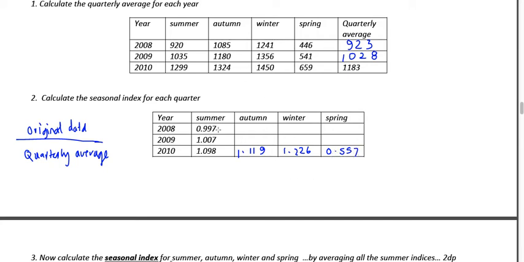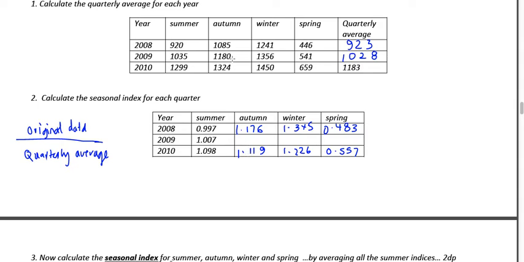Okay, for 2008, you'll need to probably pause here and have a go first yourself. I'm going to put in all of the values that I've calculated. So this first one, 1085 divided by 923 for this one, for autumn. For winter, so 1241 over 923. For spring, 0.483. You can see it is considerably lower than the average, so it will be much, much lower than 1.